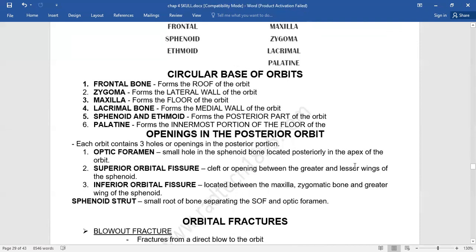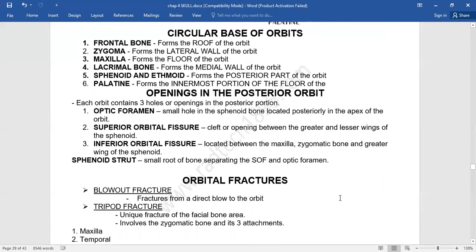So there are three openings. We have the optic foramen, superior orbital fissure, and the inferior orbital fissure. We also have the term sphenoid strut. This is the small root of bone separating the superior orbital fissure and the optic foramen.